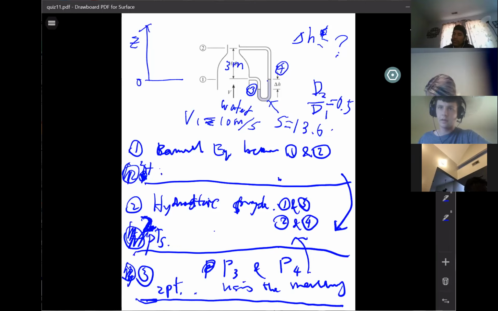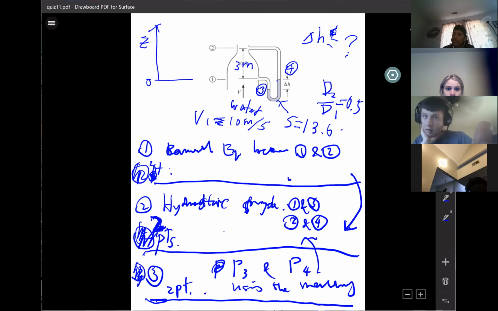Okay, so the next step. In this third equation, you will see the delta H there, right? Your unknown is there. And you have Z3, Z4. You know the difference between Z3 and Z4. Then you have V1 and V2. So the next step here is 2 points.